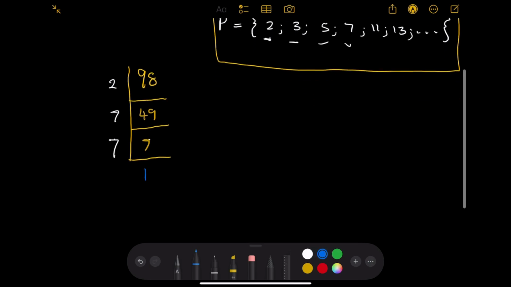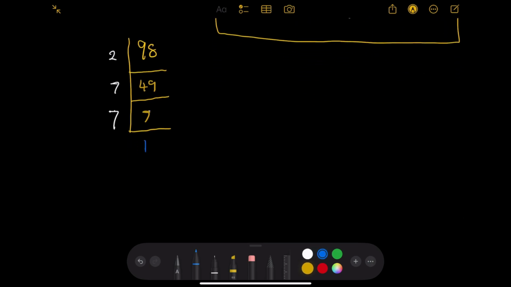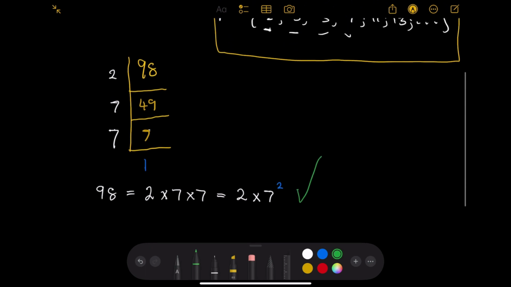1. Then if I have to express the number 98 as a product of its prime factors, it would be 2 multiplied by 7 times 7, which is basically 2 multiplied by 7 squared, right? And we all know that 2 times 49 is 98. Therefore, this answer is correct as well.